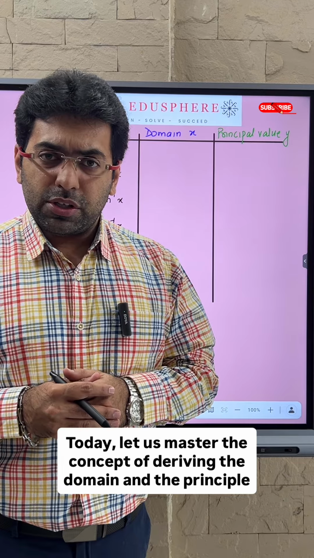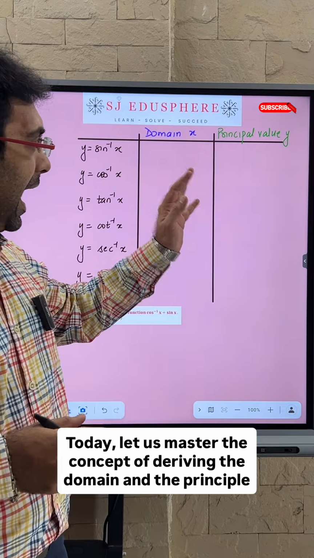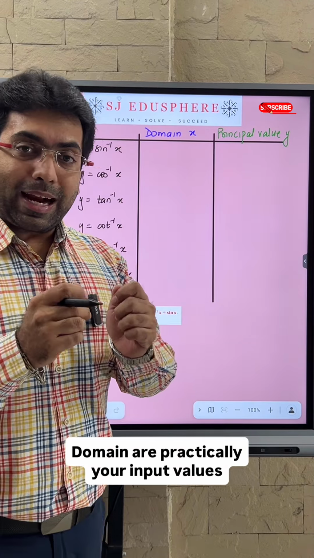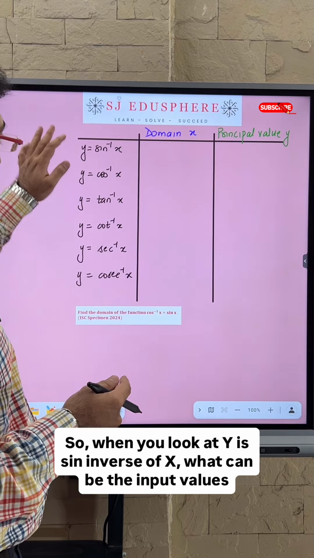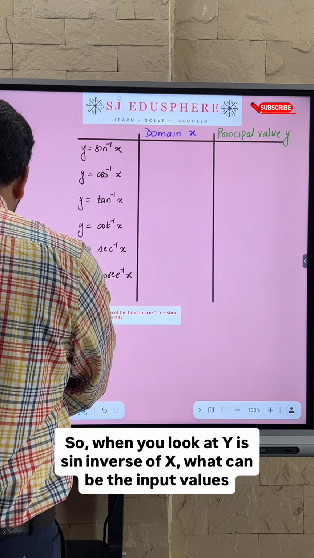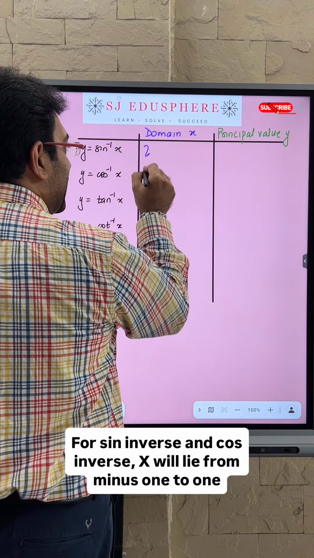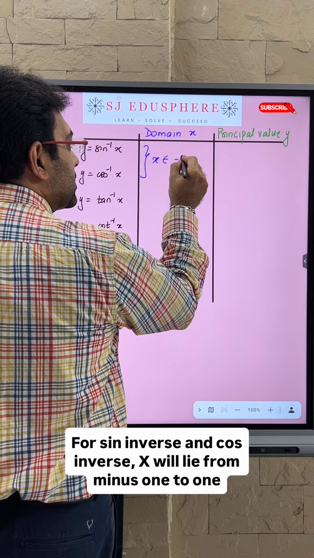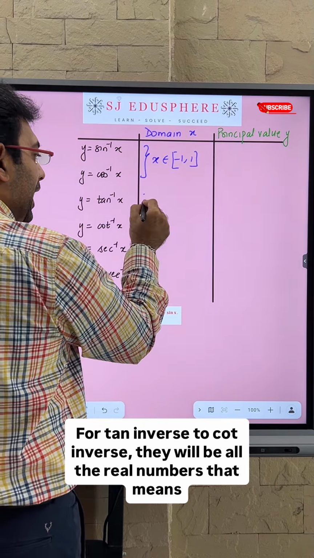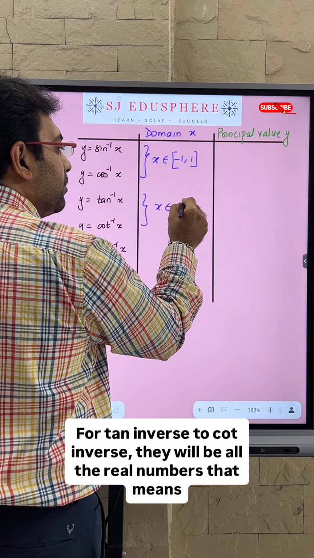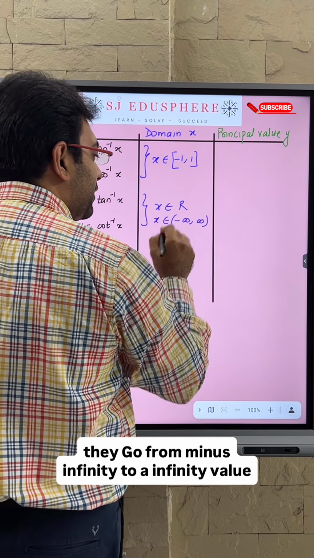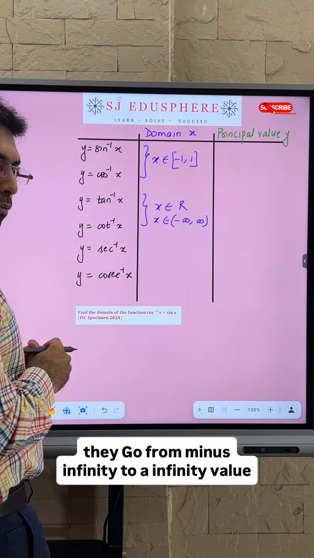Let us master the concept of deriving the domain and the principal value for the ITF functions. Domain are practically your input values. So when you look at y is sine inverse of x, what can be the input values over here? For sine inverse and cos inverse, x will lie from -1 to 1. For tan inverse and cot inverse, they will be all the real numbers. That means they will go from minus infinity to infinity.